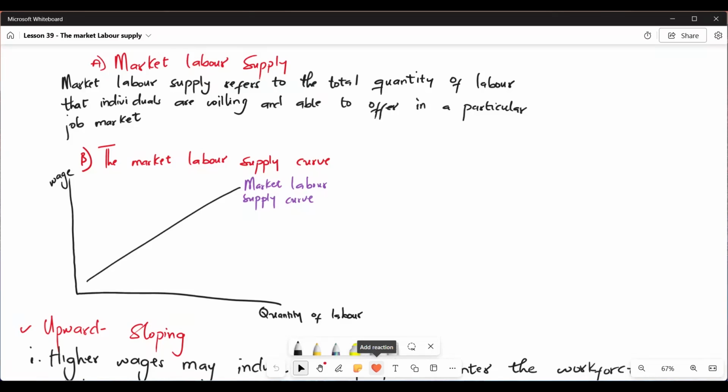Hi, welcome back. Our previous lesson was on individual labor supply. Today we'll be moving on to the market labor supply.